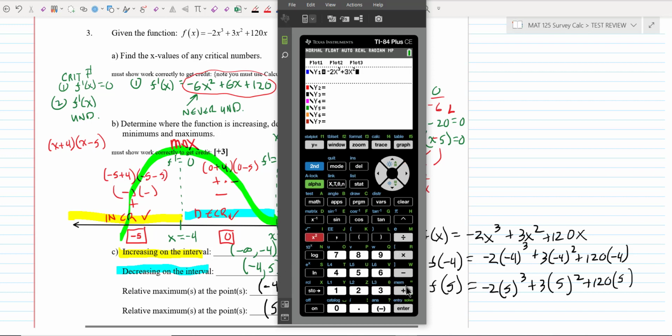and then plus 120x. And probably what I would do on this is I would just start with a standard window. Okay, I'd just go zoom 6, standard window. You probably need to expand the y values.